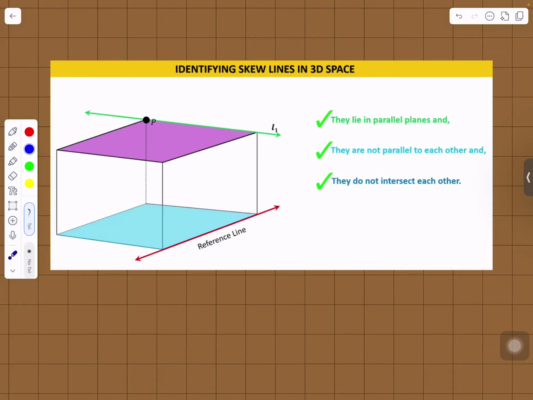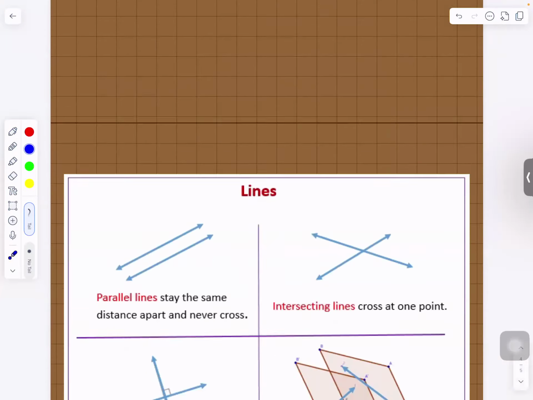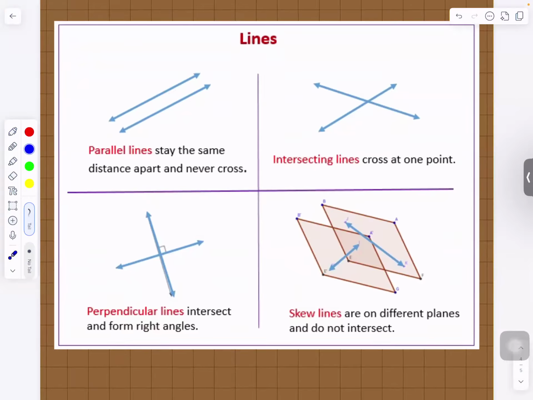You see, one of them is on top of this purple plane. You can see the green line on top of that purple plane, and then the red one on the blue plane. So those two planes can be parallel, but the skew lines are not parallel. They are not parallel to each other and they do not intersect. So we're going to find out how you show that the lines do not intersect.